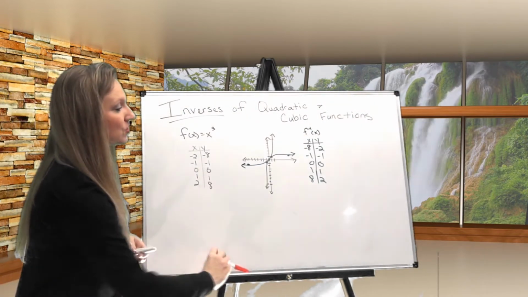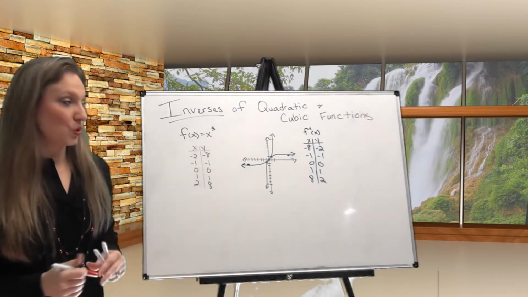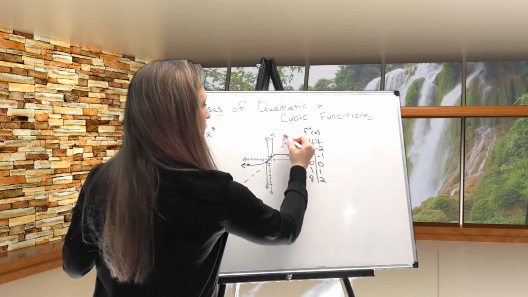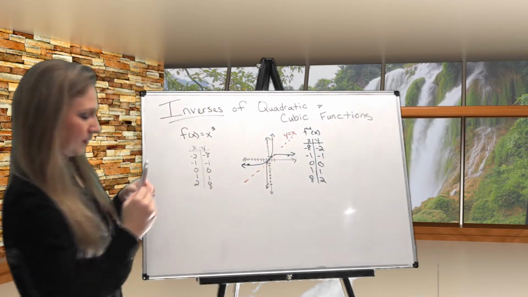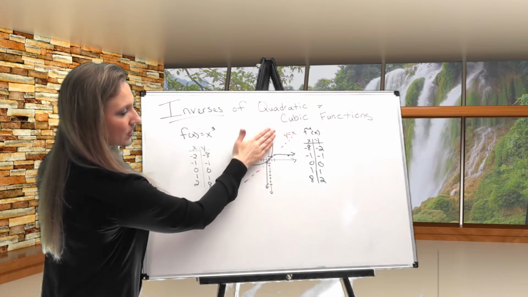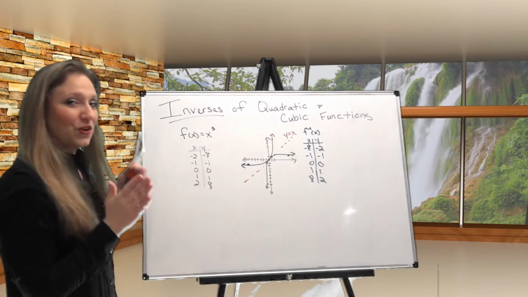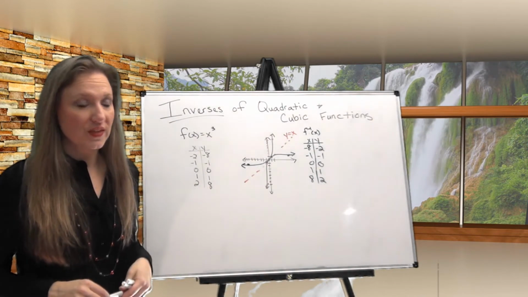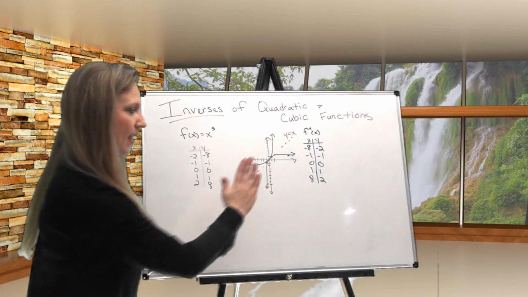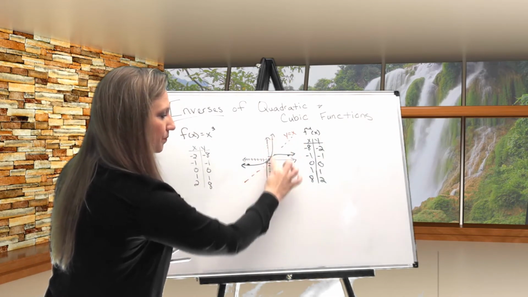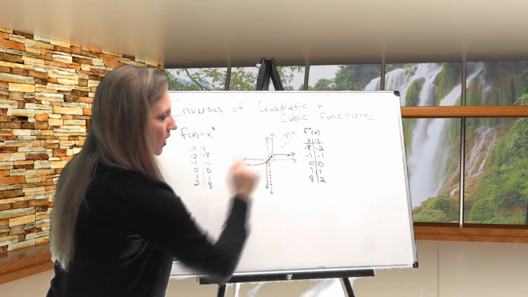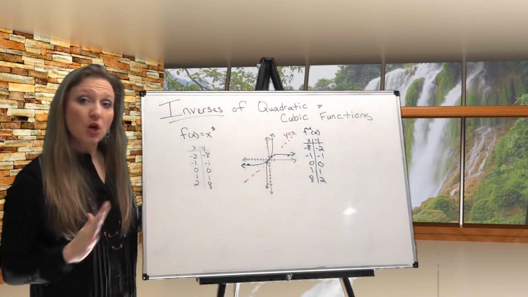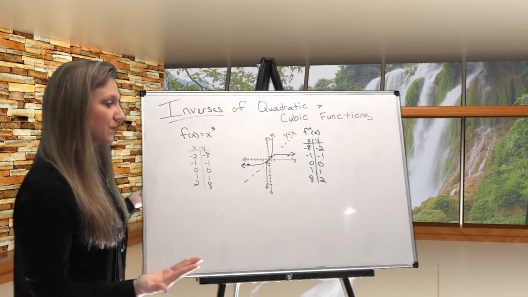Remember that the inverse for any function that we do will always reflect across the line y equals x. That means if I was going to fold my paper across this diagonal line, the graphs should exactly match up. And if they do, that is one way to prove that they are inverses of one another. And if we folded it, we would see that this little black squiggle would line up with that blue inverse function graph.